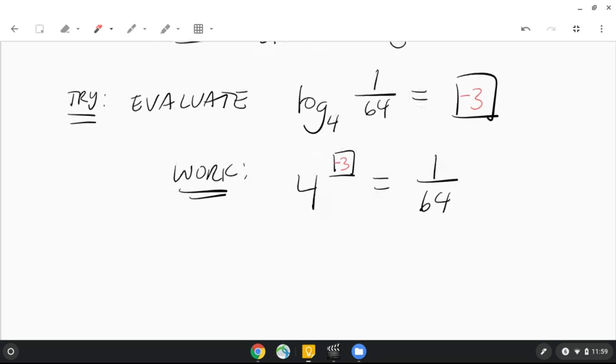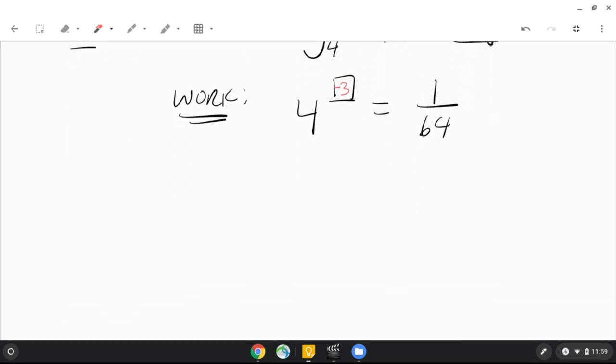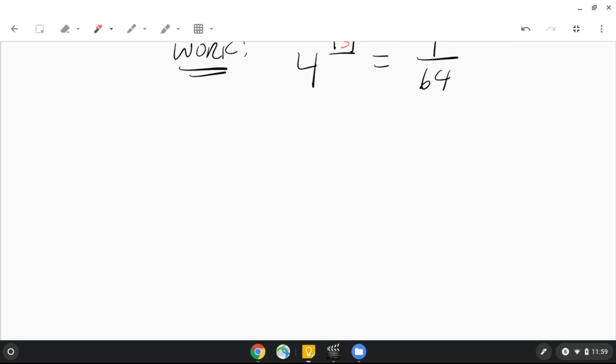Okay, so that's evaluating logs. You're basically trying to figure out the exponent that works. So just try to keep in mind some fraction exponents, like 1/2 if you're trying to do square roots, or 1/3 if you're trying to do cube roots.